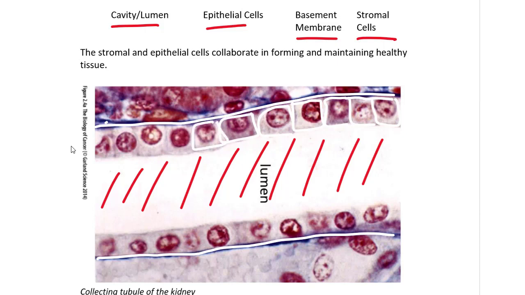The red right here, these are the nuclei, in case you were wondering. And the stromal cells right here, you can see them. They just look different, right? The morphology of them is different. So you can see that these are cells with a different phenotype. They're supporting cells for that tissue.